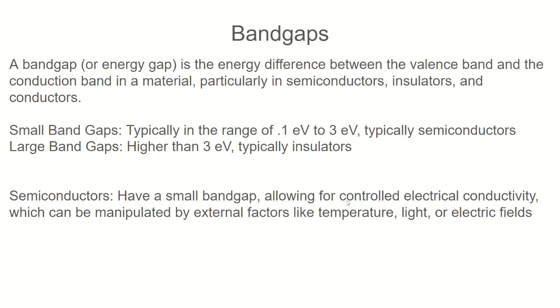A band gap is the energy difference between the valence band and the conduction band in a material. Small band gaps, typically in the range of 0.1 eV to 3 eV, are typically semiconductors, which we'll focus on. Large band gaps, higher than 3 eV, are typically insulators. Semiconductors have a small band gap allowing for controlled electron conductivity, which can be manipulated by external factors like temperature.